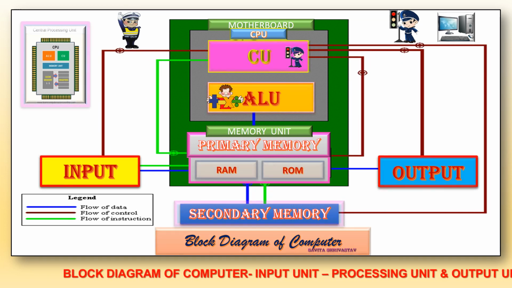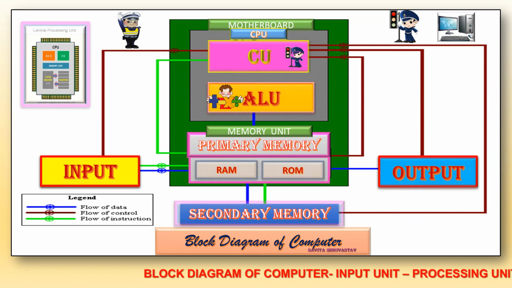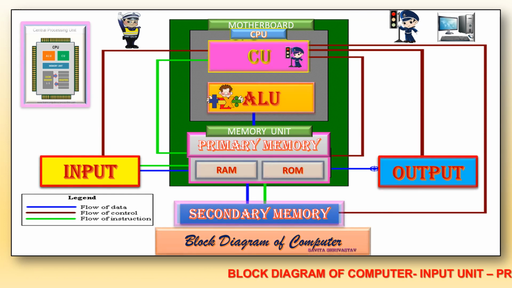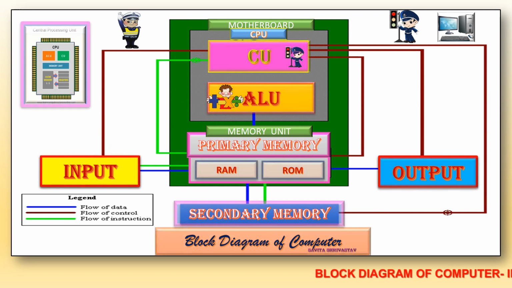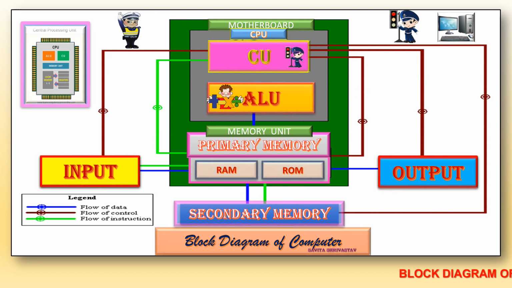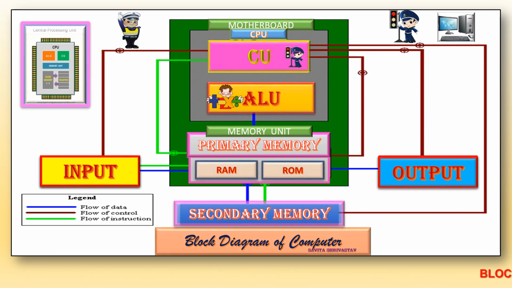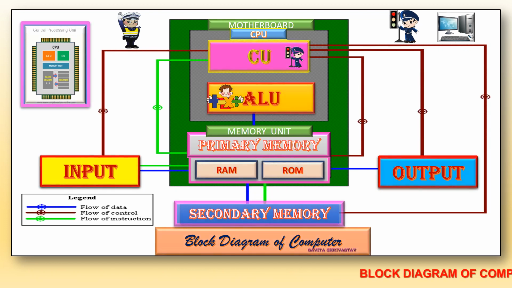The arithmetic and logic unit is used to perform operations such as addition, subtraction, multiplication, division, etc., as well as logical operations such as comparison, greater than equal to, less than equal to, etc. The third one is memory unit. The information in computer is stored in the memory unit. There are 2 types of memory: primary memory and secondary memory.